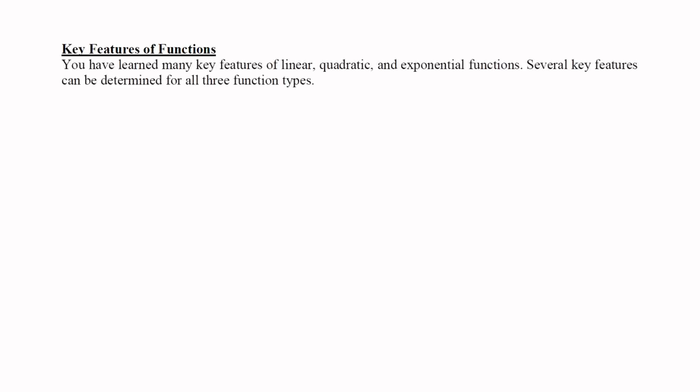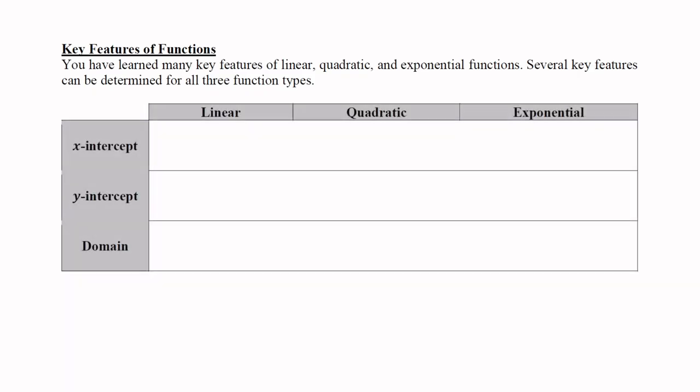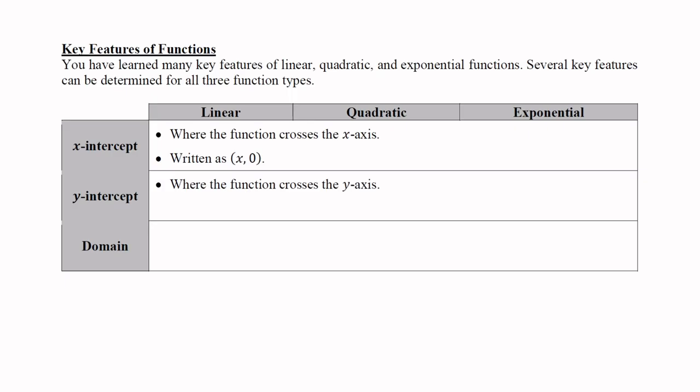You have learned many key features of linear, quadratic, and exponential functions. Several key features can be determined for all three function types. So in this table, we're going to compare what the different function types have in common and what's different between each key feature. Starting with the x-intercept: for all three, it is where the function crosses the x-axis and is written as (x, 0). For the y-intercept, it's where the function crosses the y-axis and is written as (0, y). That's going to be the same for all three function types.